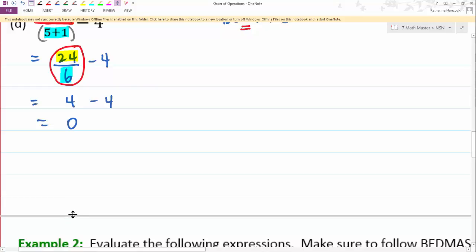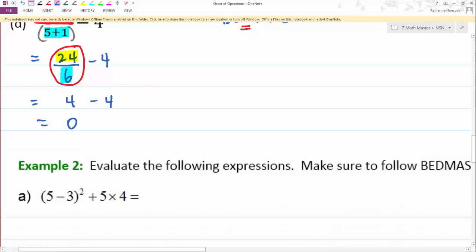We have 4 more examples that we're going to look at now. They get a little bit trickier, but every time we're still just going to follow BEDMAS. Okay, B. B is for brackets. First thing I'm going to do is this set of brackets here. And the guts of the brackets say we have to do 5 take away 3. And that gives us 2. So that 2 is squared, raised to the power 2, plus 5 times 4.